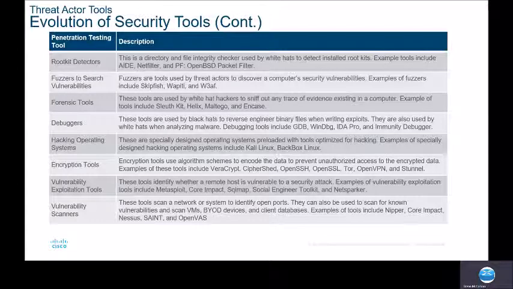Vulnerability exploitation tools. These tools identify whether a remote host is vulnerable to a security attack. Examples of vulnerability exploitation tools include Metasploit, Core Impact, SQL Map, Social Engineer Toolkit, and NetSparker. Vulnerability scanners scan a network or system to identify open ports. They can also be used to scan for known vulnerabilities and scan VMs, BYOD devices, and client databases. Examples of these tools include Nipper, Core Impact, Nessus, Saint, and OpenBAS.